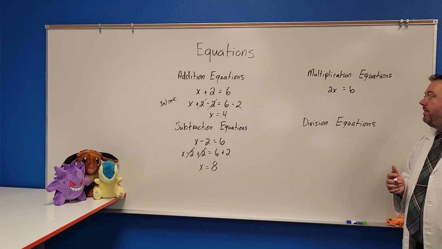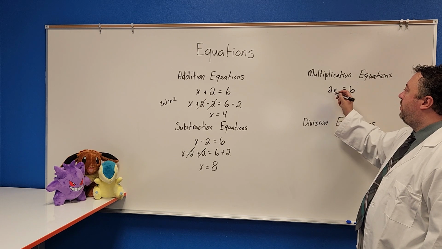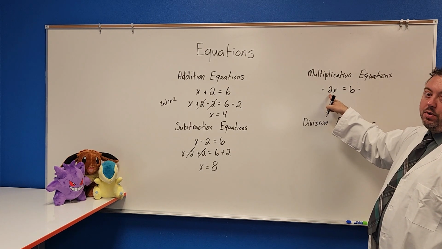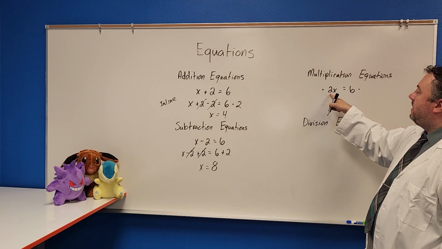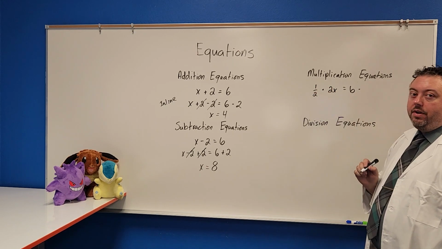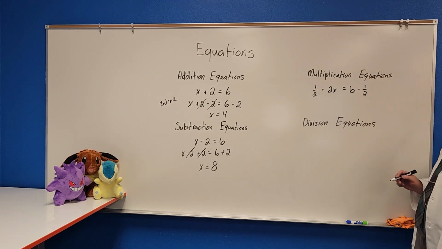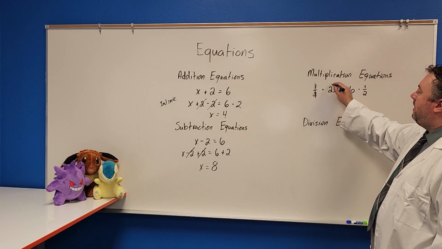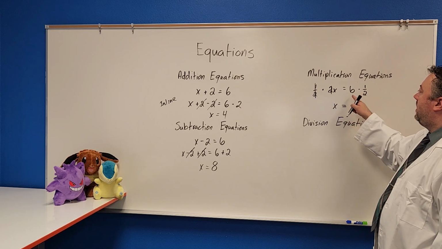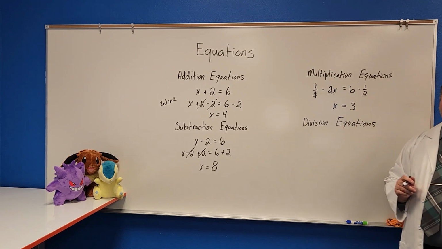In order to solve this equation, I need to multiply both sides by the reciprocal of this number. In this case, the reciprocal of 2 is going to be 1/2. So I multiply 1/2 on both sides. The 1/2 and the 2 cancel out, and I'm left with x equals 6 times 1/2, or 1/2 of 6 is 3.